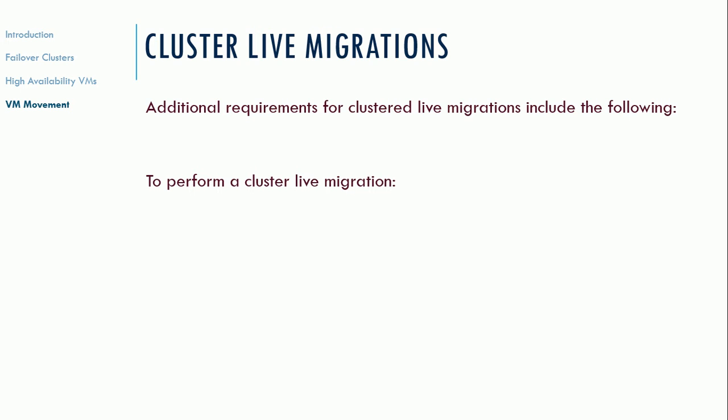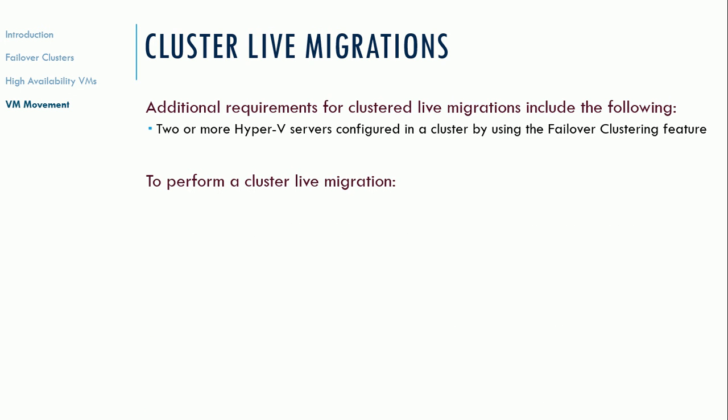So for cluster live migrations, in order to do this, you have to have 2 or more Hyper-V servers that are configured with failover clustering. So you have to have 2 of these servers. They all have to be configured for failover clustering in order to do cluster live migrations, and they have to be using shared storage that you set up with CSVs, which we talked about previously.